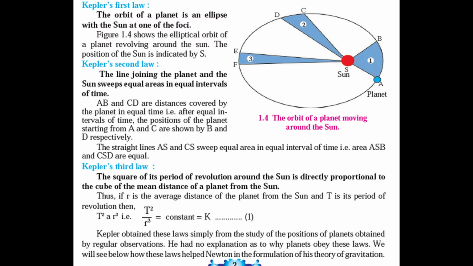So Kepler obtained these laws simply from the study of the positions of the planets obtained by regular observations. It wasn't an easy task, students. He had no explanation as to why planets obeyed these laws. We will see how these laws helped Newton in formulation of his theory of gravitation. Very interesting area.